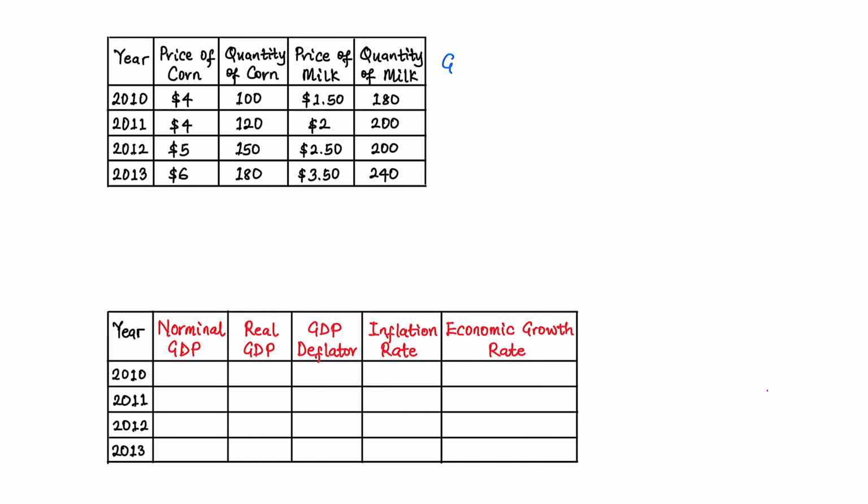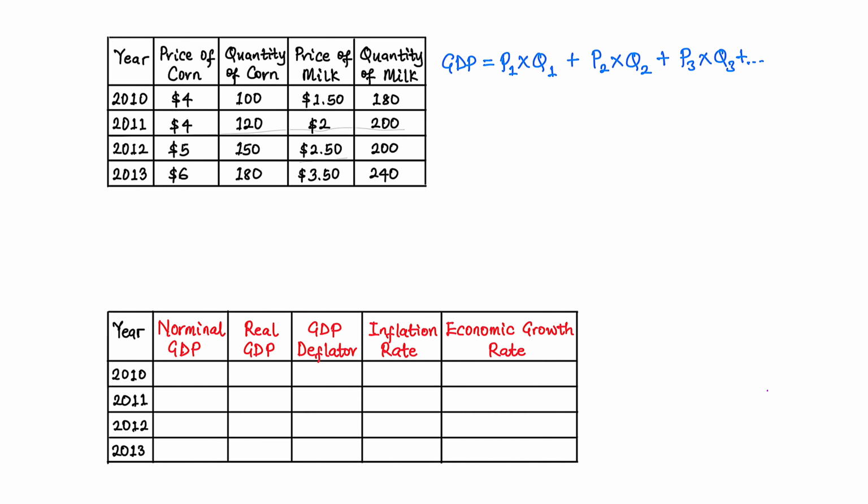To calculate GDP, we say the price of the first good multiplied by the quantity of the first good, then we add it to the price of the second good multiplied by the quantity of the second good, plus the price of the third good multiplied by the quantity of the third good, and so on. So this is the way we calculate GDP if we have the question given to us in this format.